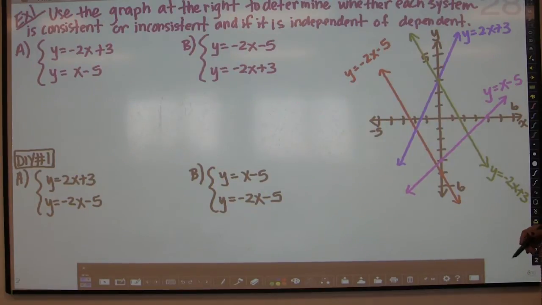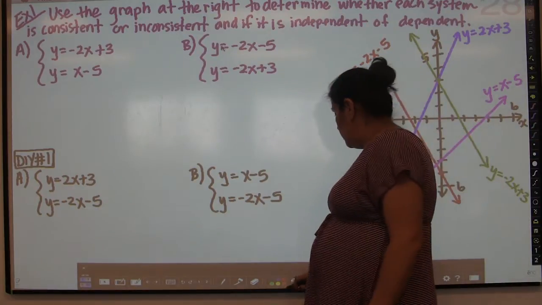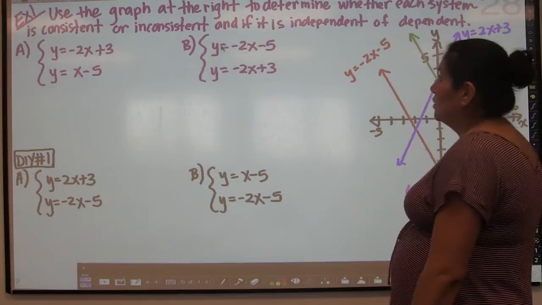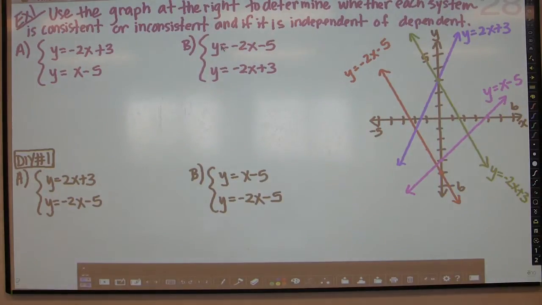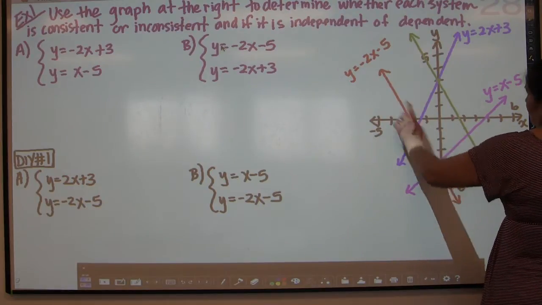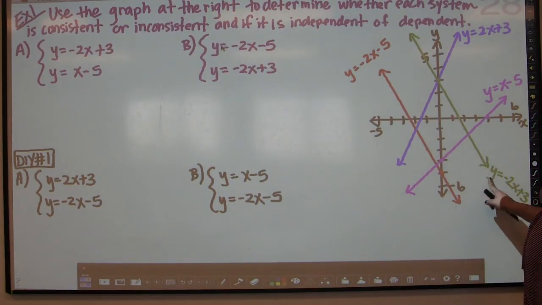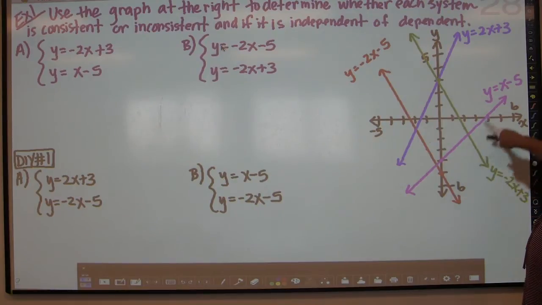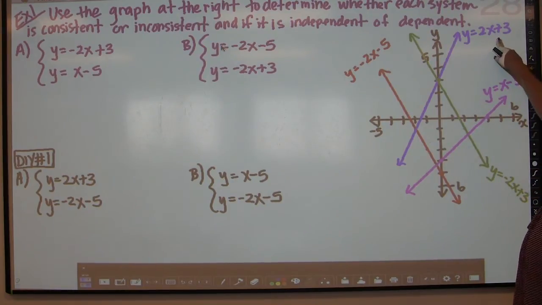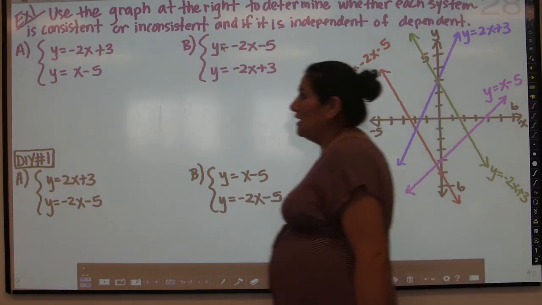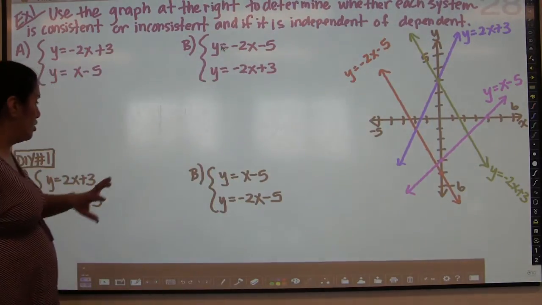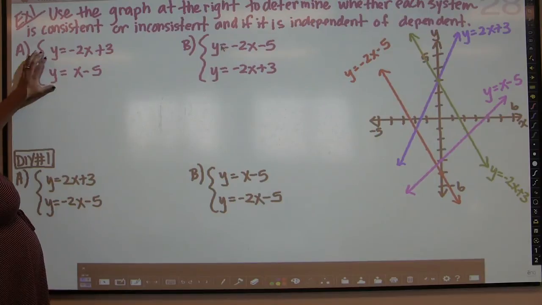And so now I want to do some examples with you so we can apply what we're talking about here. So it says, use the graph at the right to determine whether each system is consistent or inconsistent, and if it is independent or dependent. Okay? So we've got 4 lines, and they're all different colors. So we've got this red line is negative 2x minus 5. The green line is negative 2x plus 3. The pink line is x minus 5, and the blue line is y equals 2x plus 3. So we're only dealing with 2 lines at a time in each scenario. So you're going to do these two down here, and I'm going to do these up here.